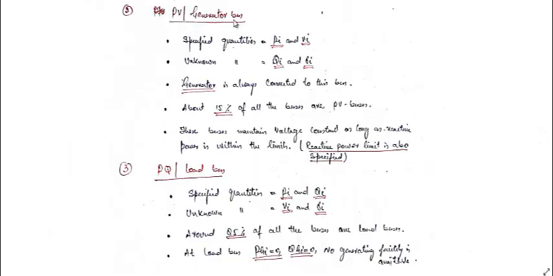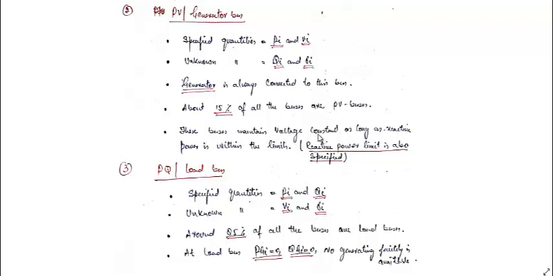Now the PV bus, or generator bus. This is also known as the generator bus or PV bus. PV, what does this mean? The specified quantities are Pi and Vi. That's why it is also known as P and V. The unknown quantities in this case are the injected reactive power and the phase angle delta i. Generators are always connected to this bus, like the slack bus. About 15% of all the buses are PV buses, that is, generator buses.